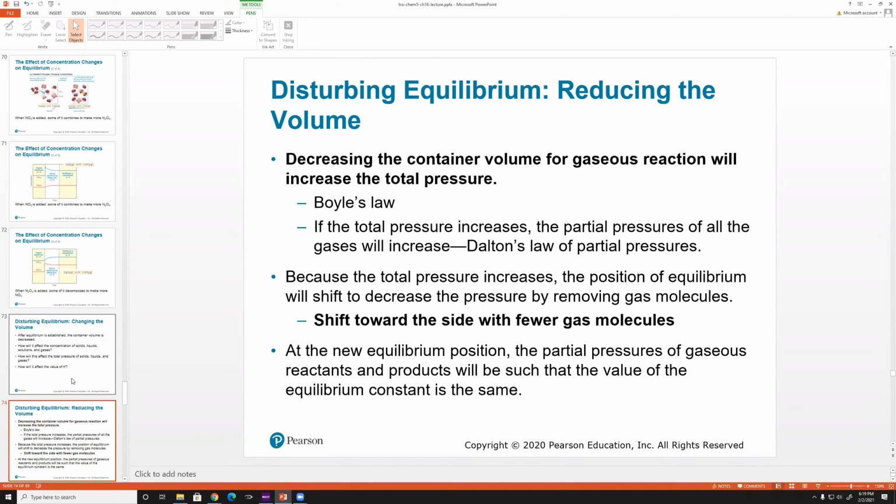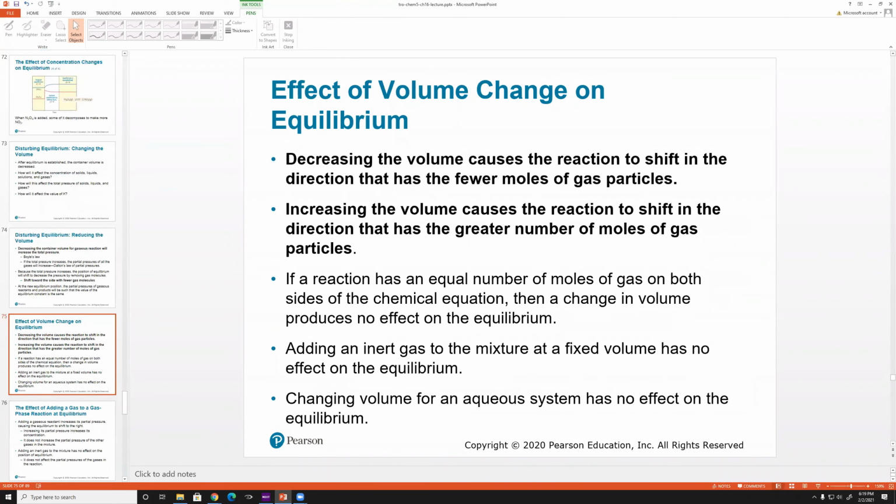So here's what we can say. If we reduce the volume, this means we're decreasing the amount of space that the molecules can move, and we're increasing the pressure. If we increase the pressure, in order to relieve that pressure increase, the equilibrium, or the reaction, will shift towards the side of the reaction with fewer gas moles or fewer gas molecules. So in order to restore this kind of even pressure, where the partial pressures of the reactants and products will keep the equilibrium constant exactly the same, we'll keep it constant. So decreasing the volume causes the reaction to shift in the direction with the fewer gas moles.